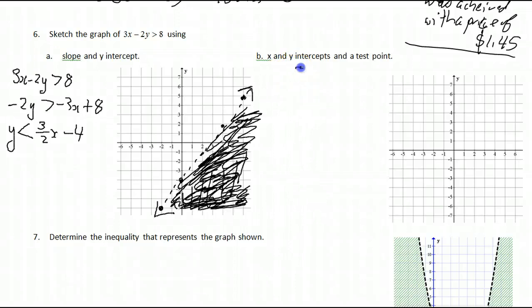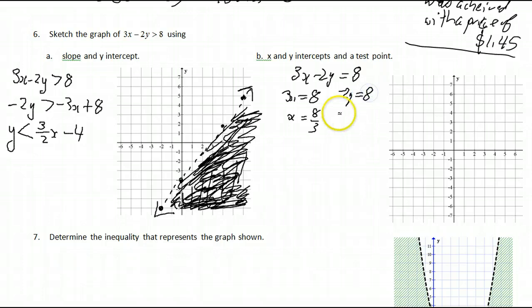So x-intercept, what have we got? Our equation, 3x minus 2y, in this case we're going to graph equal to 8 because I want to graph the line. So we say 3x equals 8, making y 0 to find the x-intercept. x is 8/3. And we say negative 2y equals 8, setting x to 0 to find the y-intercept. y equals negative 4.